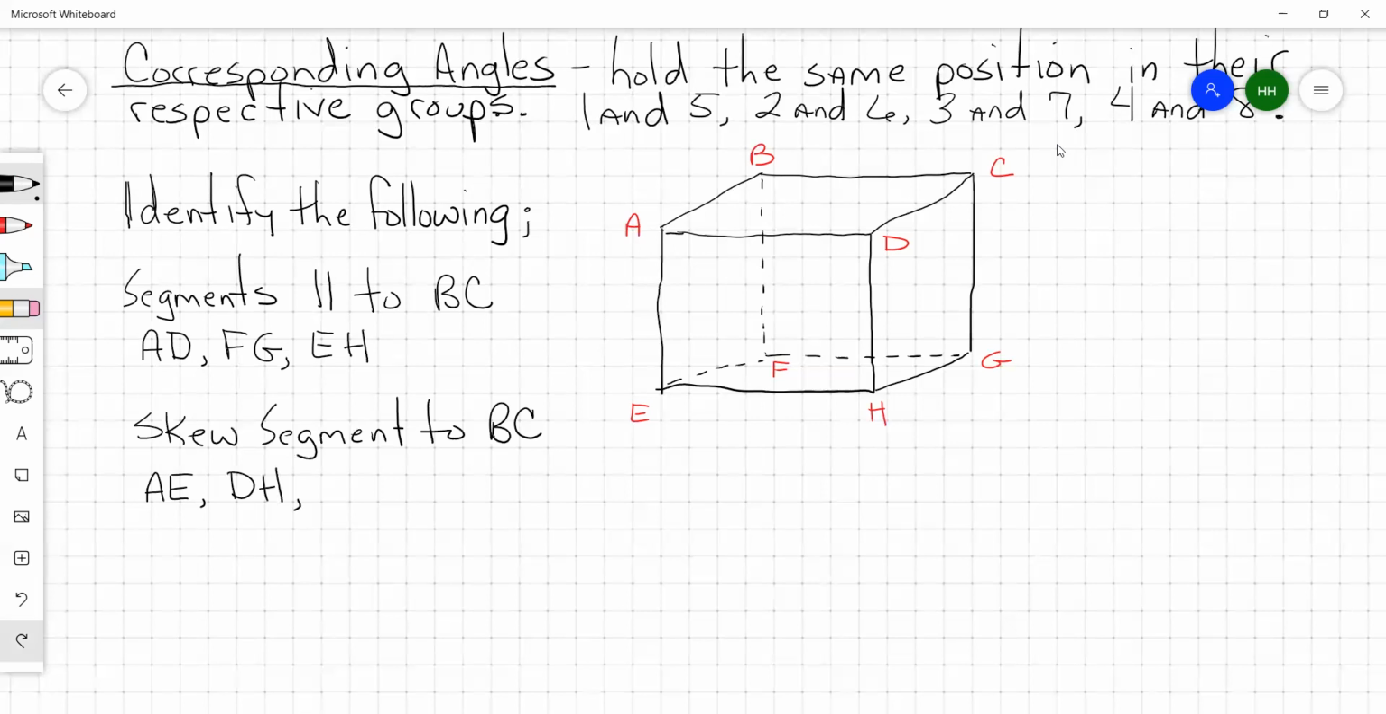DH. Another one skew to BC, that could be EF. And one more that's skew to BC: HG, good. All right, so that's parallel, that's skew. Those are segments.